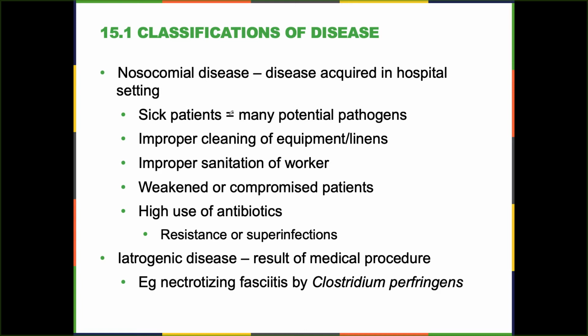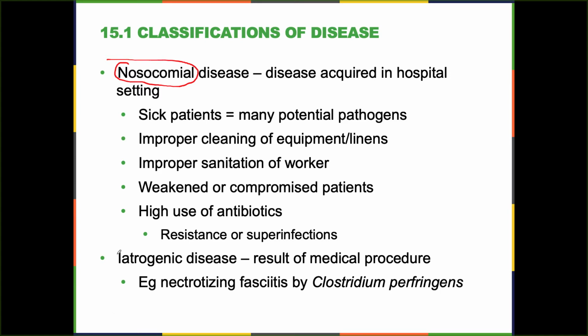On the flip side, patients tend to be weakened or compromised, whether it's because of surgery, because they're opened up, or because of this high use of antibiotics. And we talked about superinfections, this idea that everything is compromised, your normal microbes are not around, thus leaving you prone to an infection by something like Clostridium difficile. These are what we call nosocomial infections, acquired within the hospital setting.